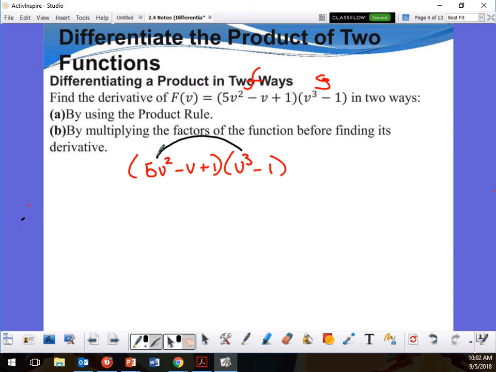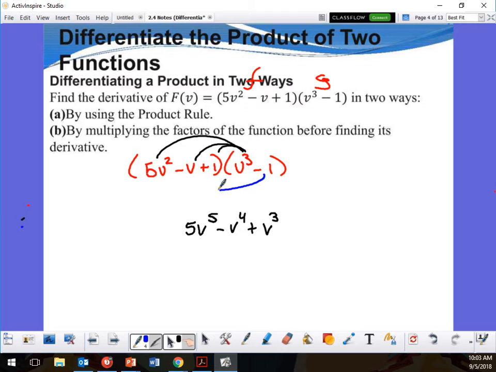So it's going to be 5v to the, what is it? Fifth, right? Add exponents, right? Okay, and then here, that's going to be minus v to the 4, right? Right here, plus v to the third. All right, so let's go to the next one.